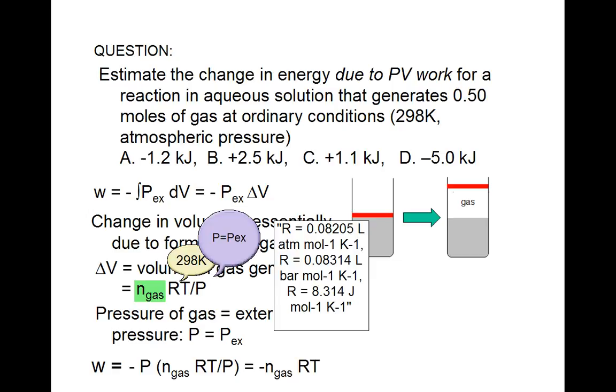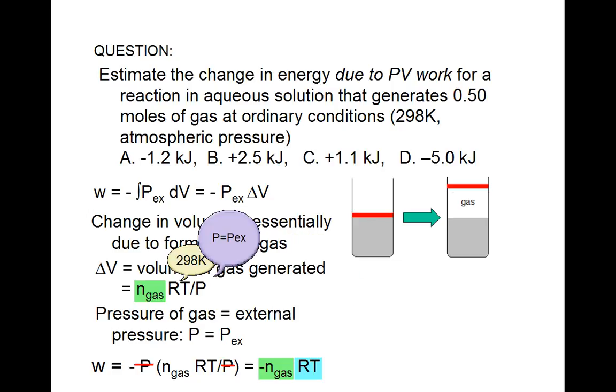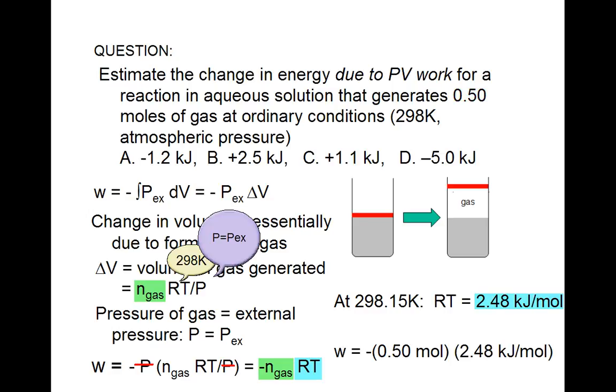It's convenient to memorize the value of RT at 298 Kelvin. It's equal to 2.48 kilojoules per mole. Therefore, work is equal to the negative of the moles of gas produced, 0.50, times the value of RT at 298 Kelvin, which is 2.48 kilojoules per mole, and this will give us an answer of negative 1.2 kilojoules. The correct answer is A.